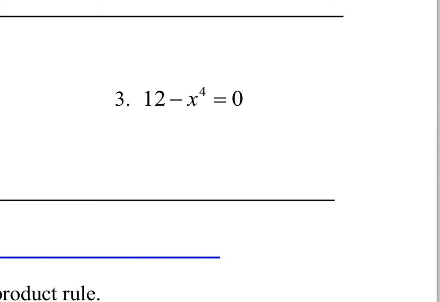On number 3, notice that our highest power is 4. So if the highest power is 2, it's a quadratic. If the highest power is 1, it's linear. But that's neither 1 nor 2, right? That's 4. So our answer to number 3 is neither.